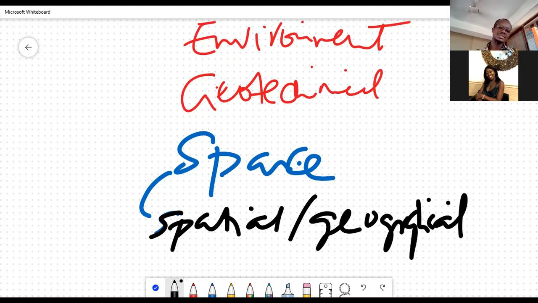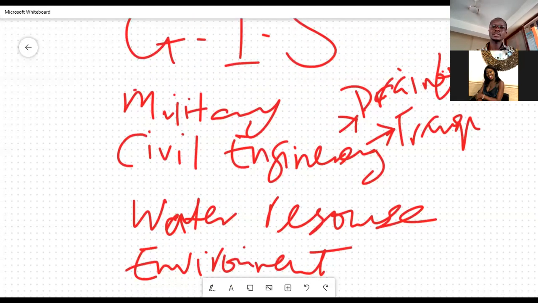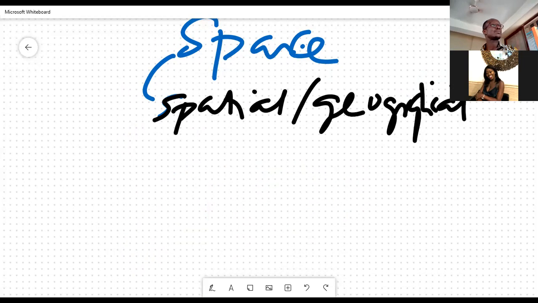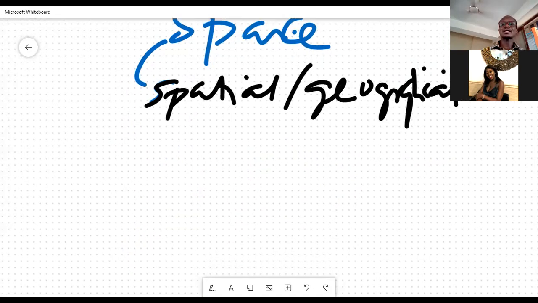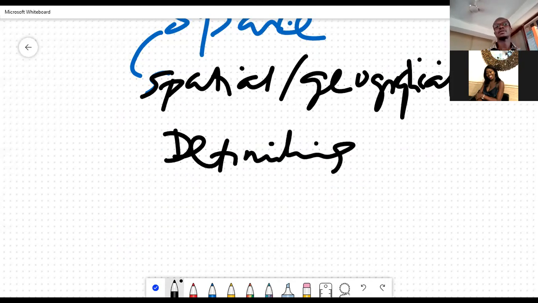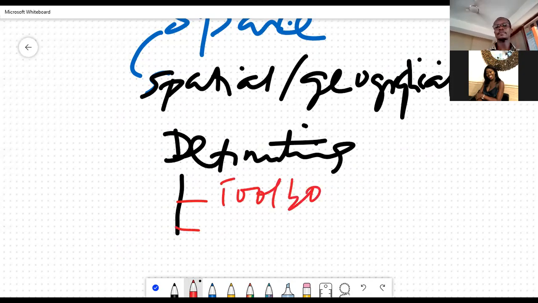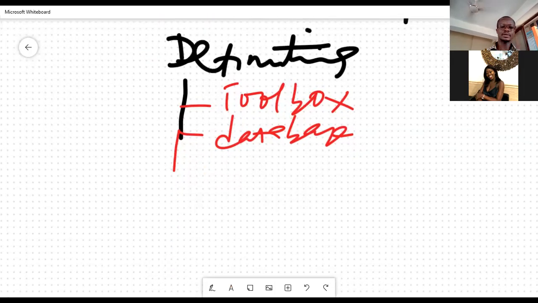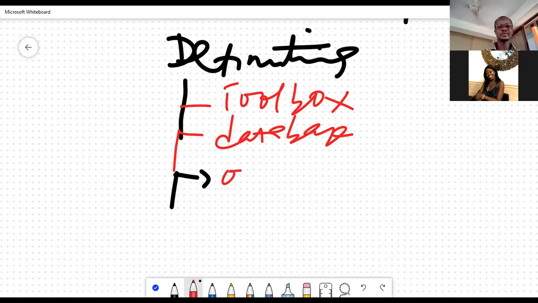So last week this intro was done. Application areas. And we even started looking at the definitions. I think we probably looked at either the definitions or the components, but whichever way we look at it, we realized that there are different definitions of GIS. We talked about the toolbox definition. We talked about the database definition of GIS. Then we also talked about the organization-based definition.